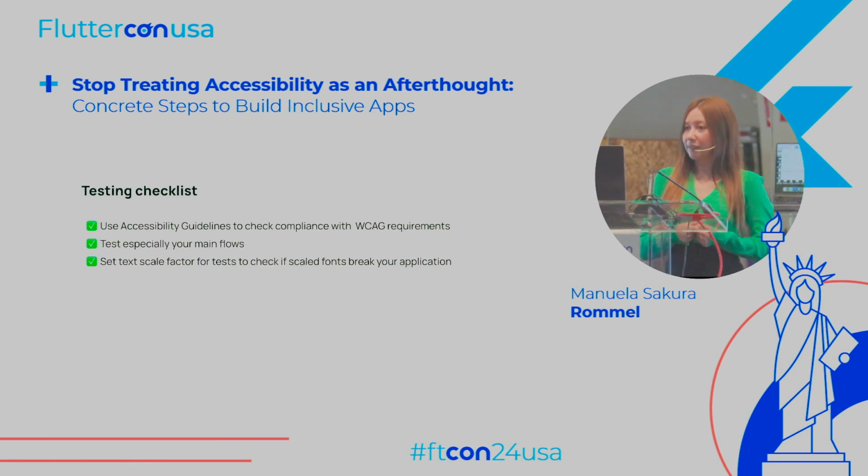I have also created a testing checklist, so use accessibility guidelines to check for compliance with WCAG requirements, test especially your main flows, and also set text scale factor for tests to check if scaled fonts break your app in any way.